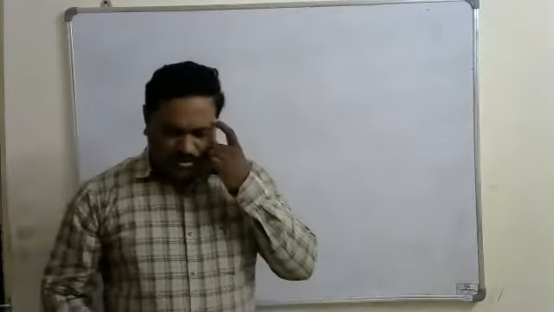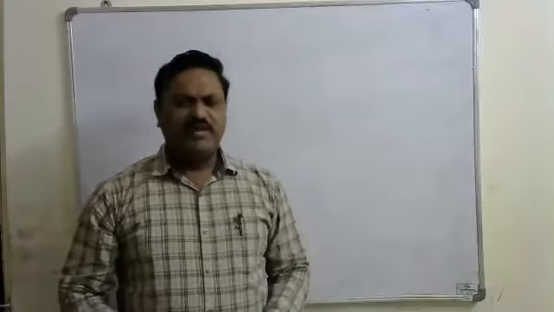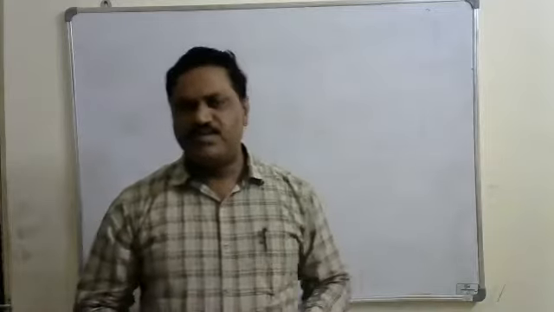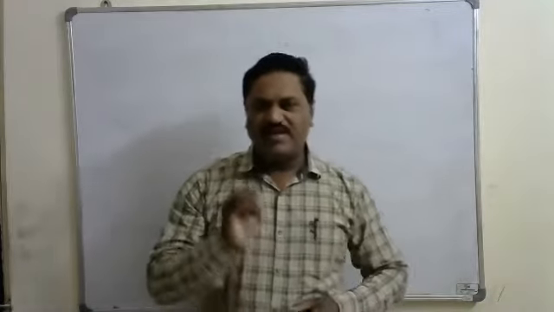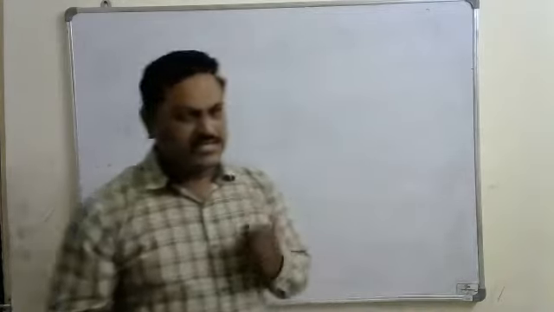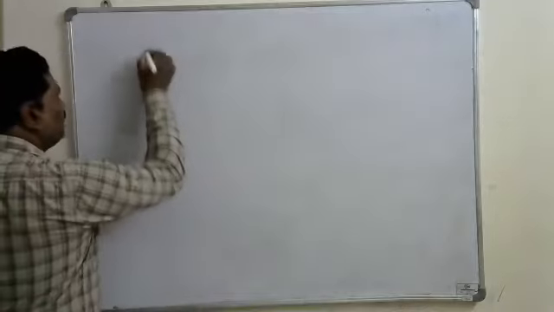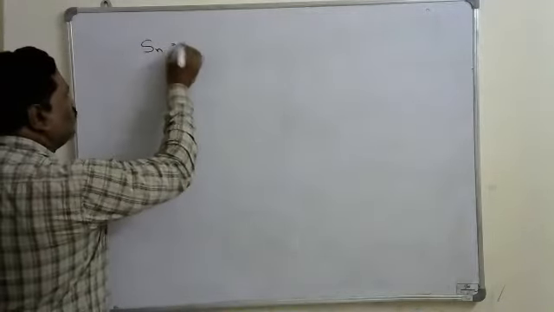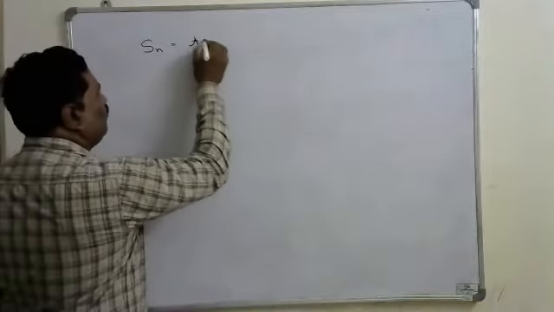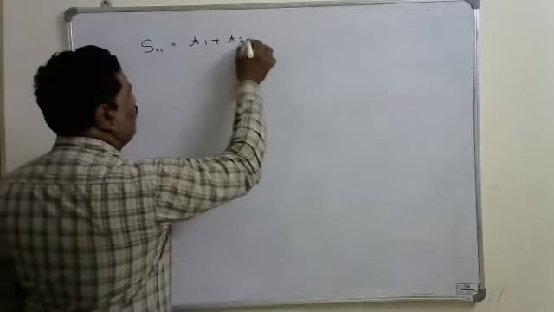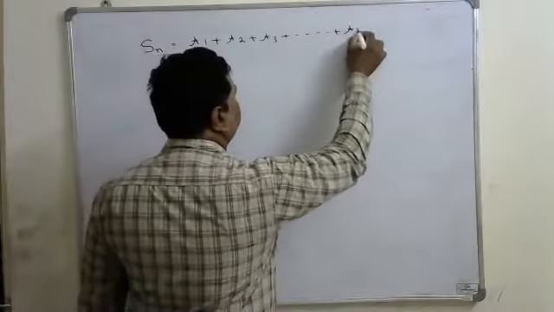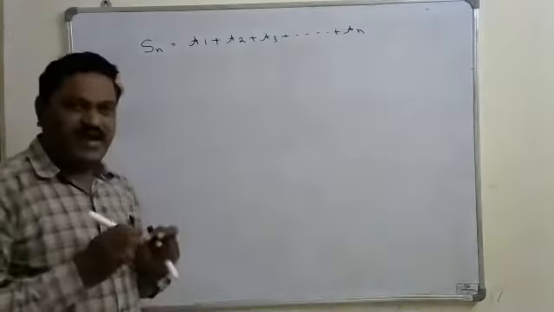Okay. So in this problem, they will give some series. It is not in AP or GP or AGP. Then how do you find the sum of the n terms of the special series? For that, we will represent it by Sn. So Sn is nothing but the sum of the n terms, that is T1 plus T2 plus T3 and so on up to Tn. So this is the sum of the n terms.